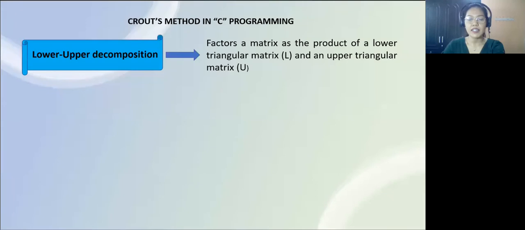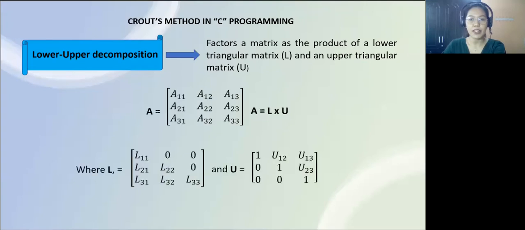Now, I'll be discussing about the Kraut's method. This method is based on the fact that every square matrix A can be expressed as the product of a lower triangular matrix and an upper triangular matrix. To illustrate further, let's consider this 3 by 3 matrix. We have matrix A and its factors matrix L and U. For Kraut's method, the diagonal elements of matrix U are all ones.